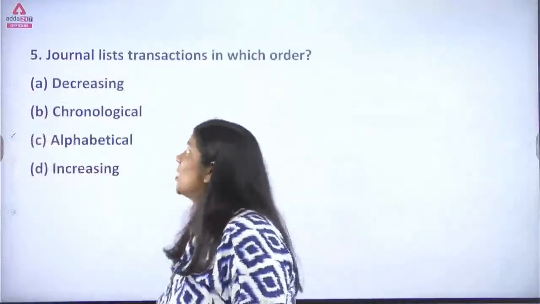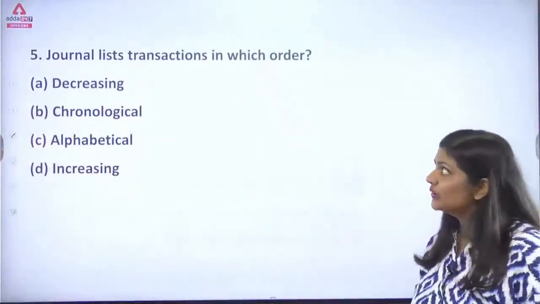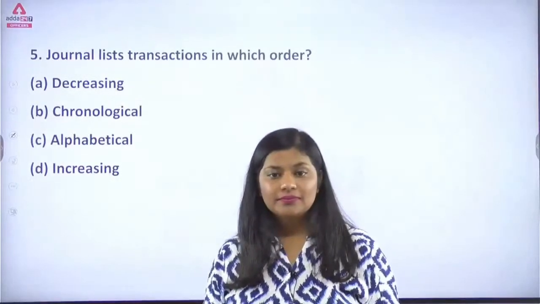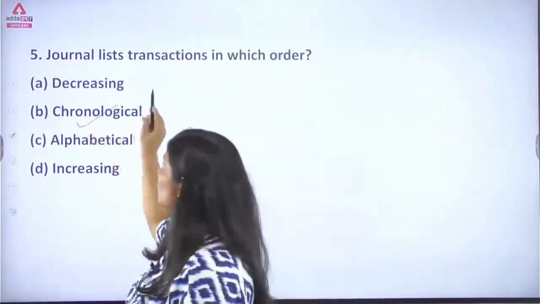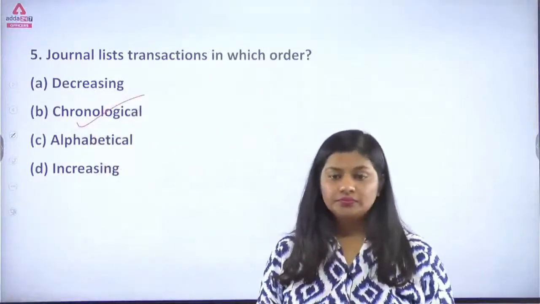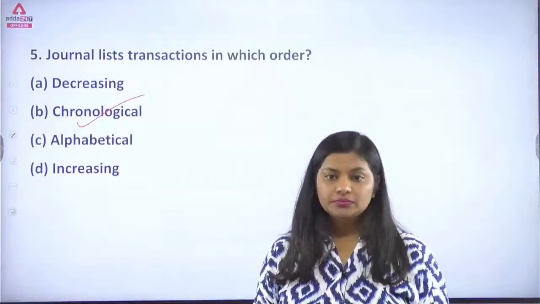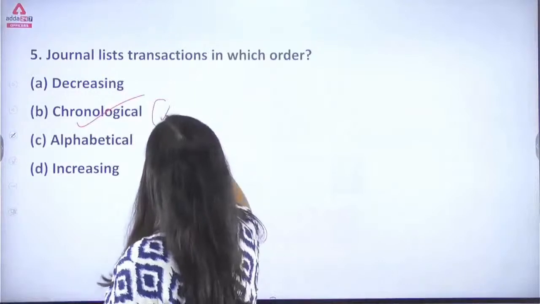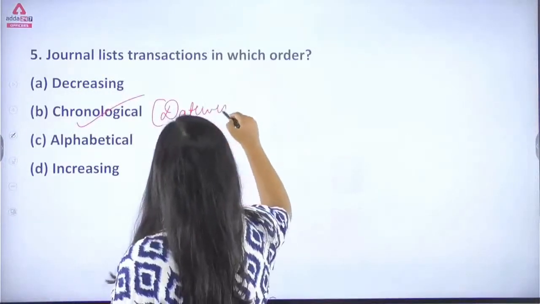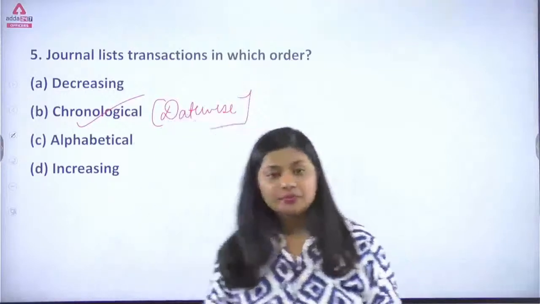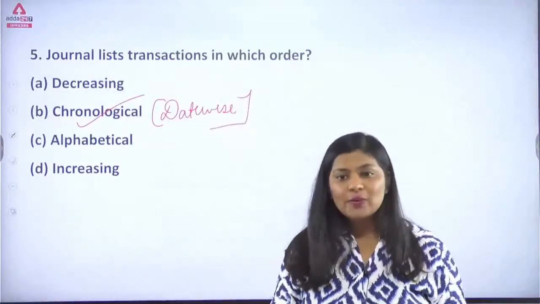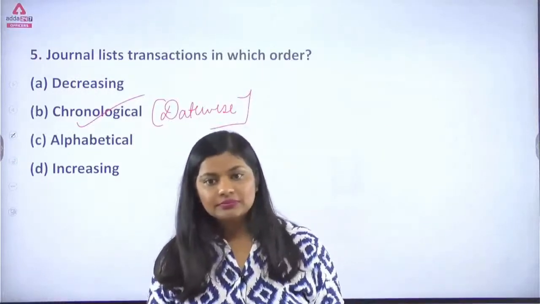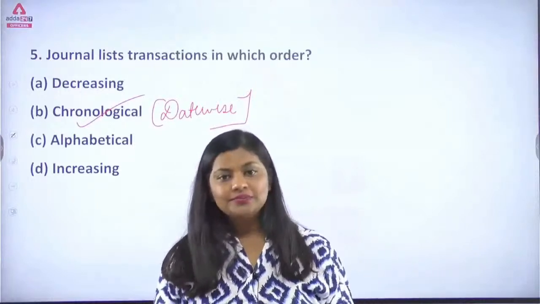Next one. Journal lists transaction in which order? Decreasing, chronological, alphabetical, increasing. Chronological, and what do you mean by chronological? Date wise. Is this clear to everyone? Entire class?